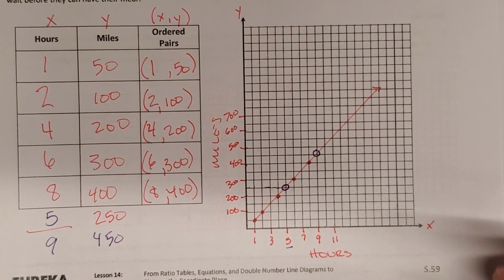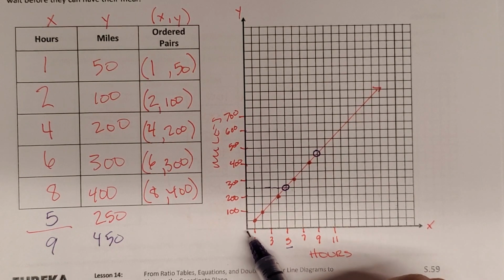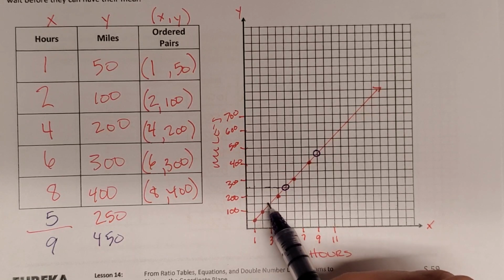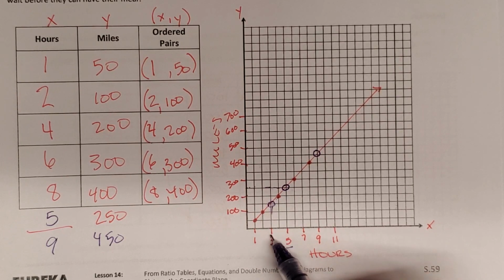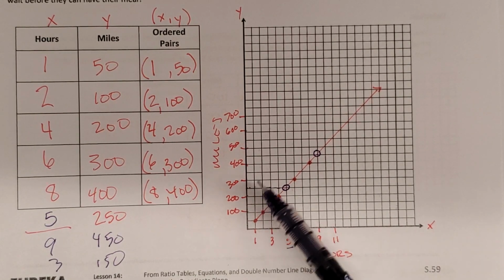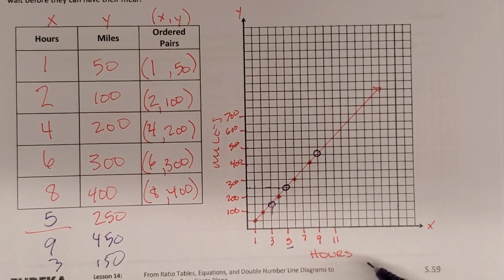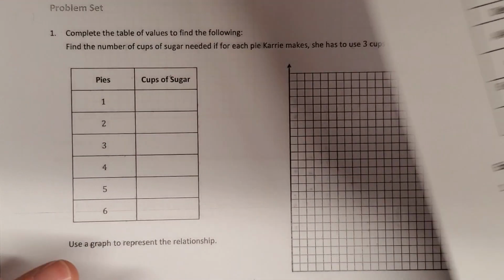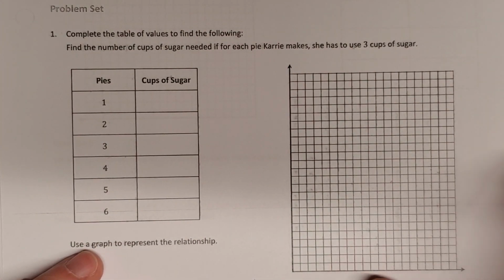Okay. Well, let's say you've traveled 150 miles. How long have you been traveling? Okay. 50, 100, 150 over to the diagonal. 3 hours. Okay, and that's how you can then use the line to extrapolate more information instead of the other methods that we learned. All right, so that's what you're going to do today in your problem set. Good luck.